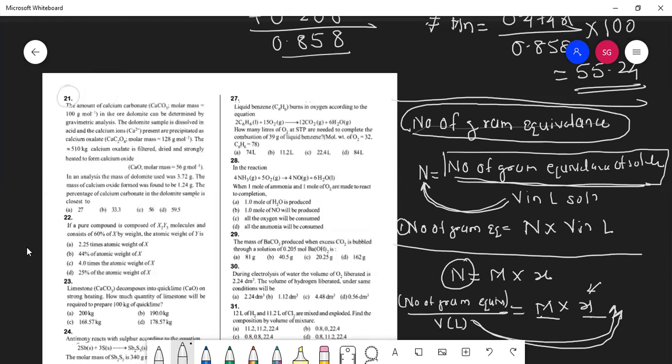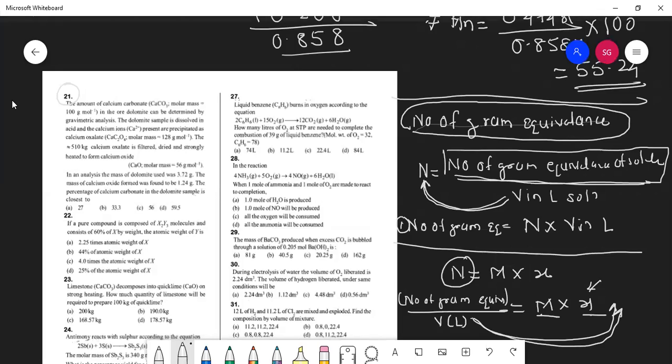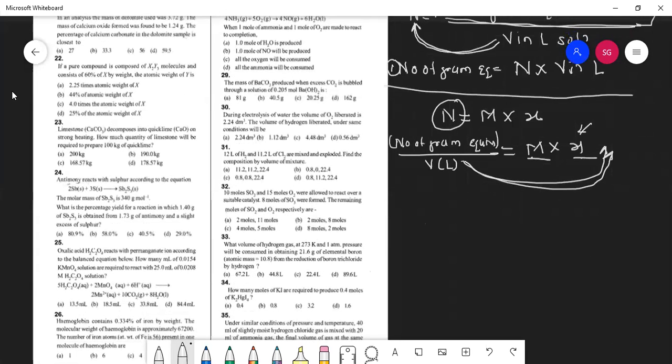Okay, so we came across the second formula. What is the second formula? I'll make a box for it. Number of gram equivalents is equal to M into X into V in liter. Is it correct? Yes, sir. Okay, now the third formula.